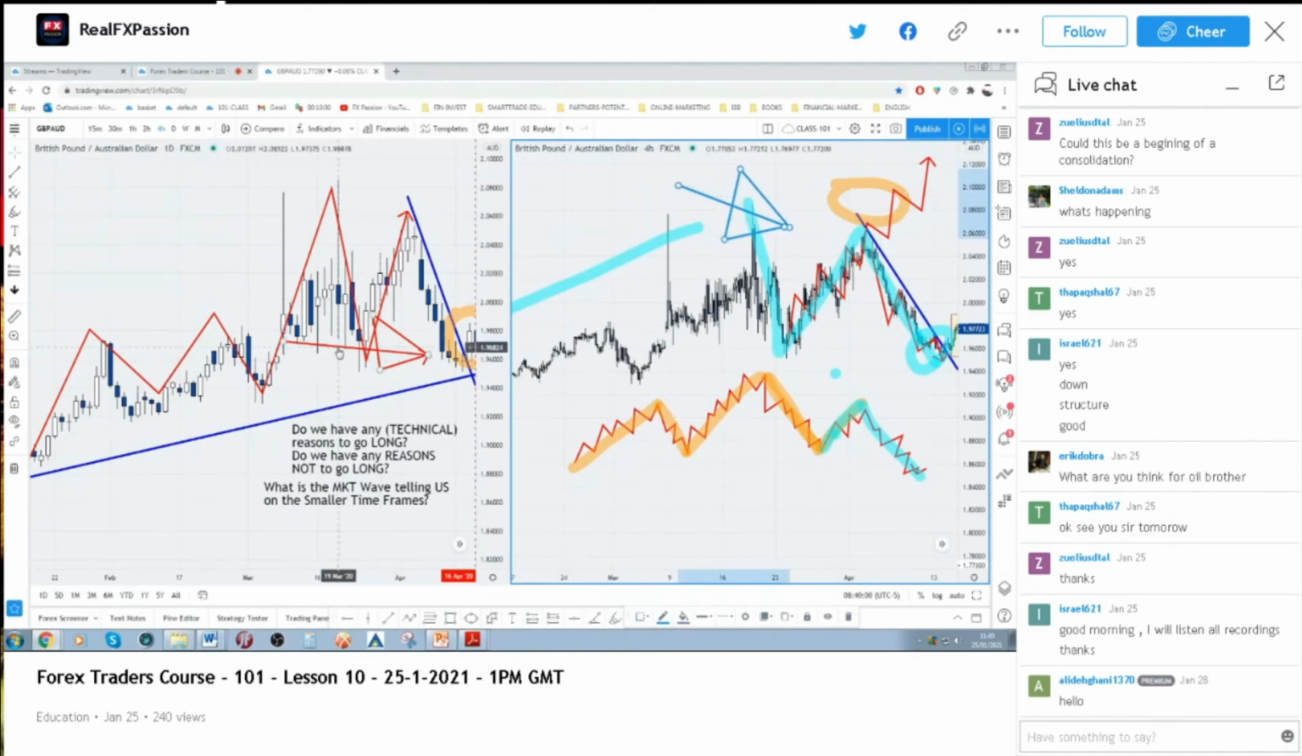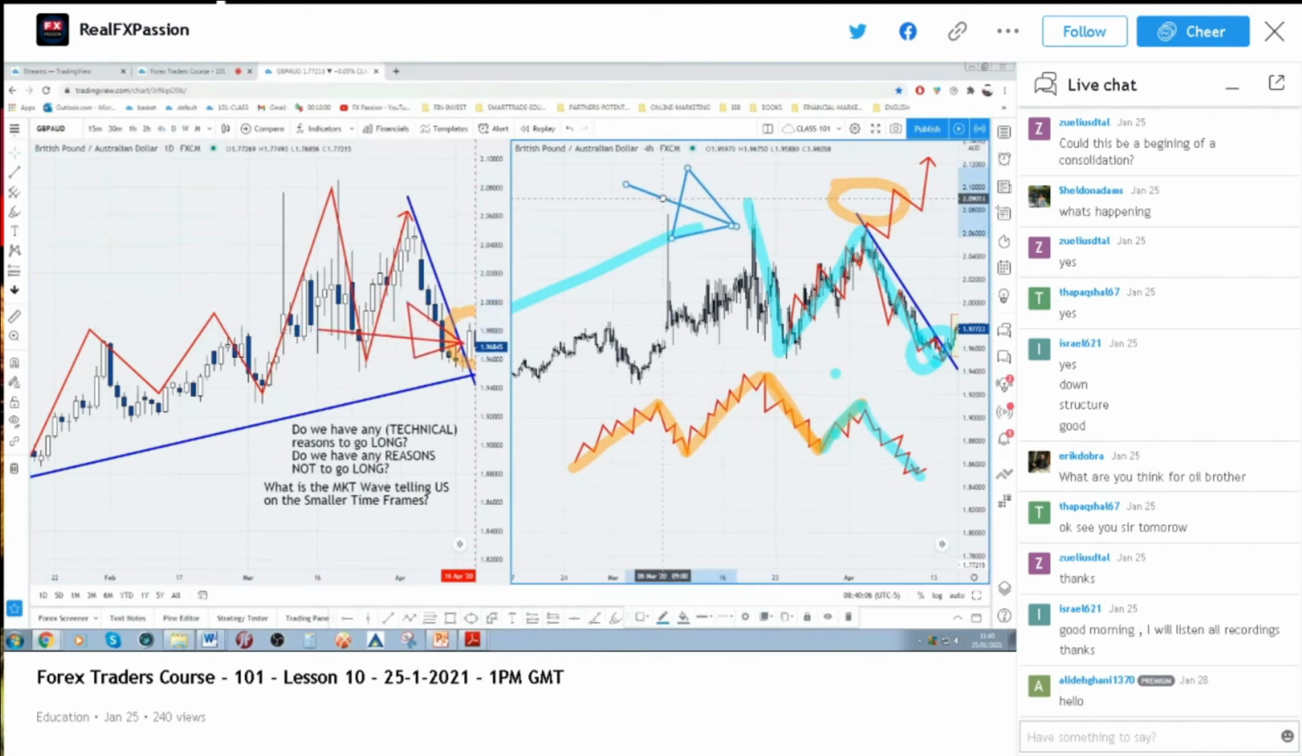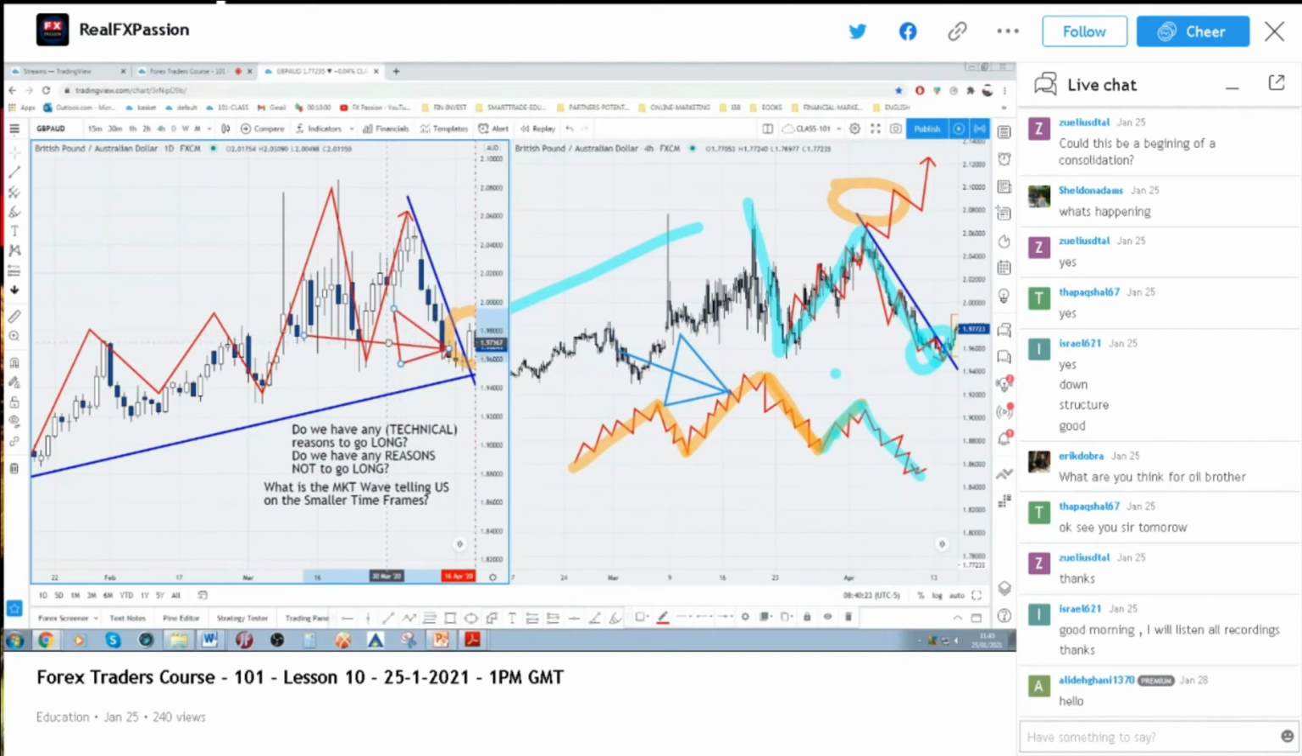And the lesson today is, even though this entry would make total sense to me on the daily and on the 4-hour chart, there is an alarm. And what is the alarm? Well, we are not in the up market wave anymore. We are in a down market wave. Maybe this entry is not that good. Make sense, everybody?